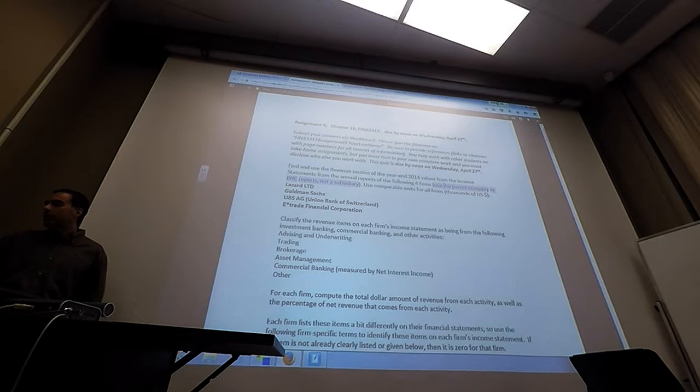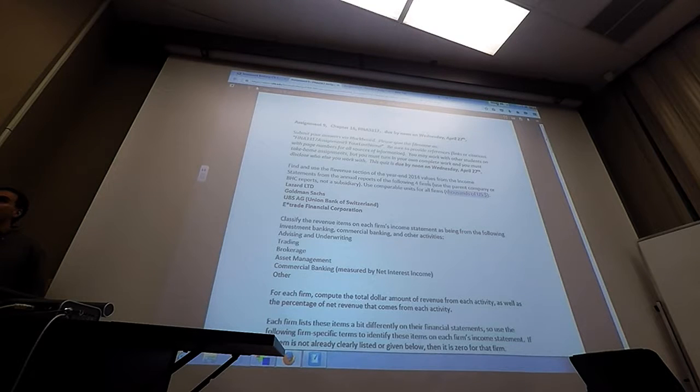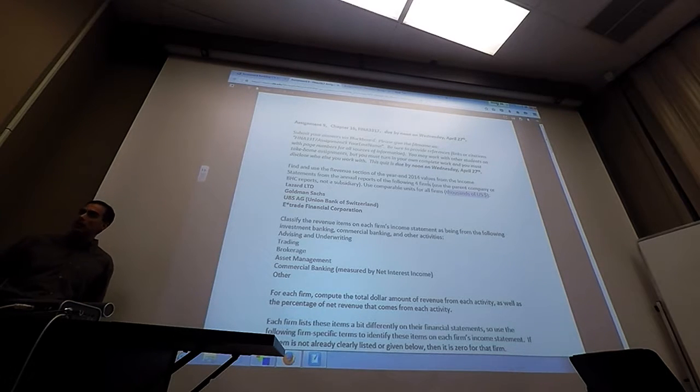And use thousands of US dollars for all firms, because here again, we want to compare these firms. We want to see how big they are relative to each other. If you take one firm in millions and the other firm in thousands, then one firm's going to look 1,000 times bigger than the other firm when it shouldn't be. We want to compare them accurately. If you get answers like that, then you're doing it wrong.